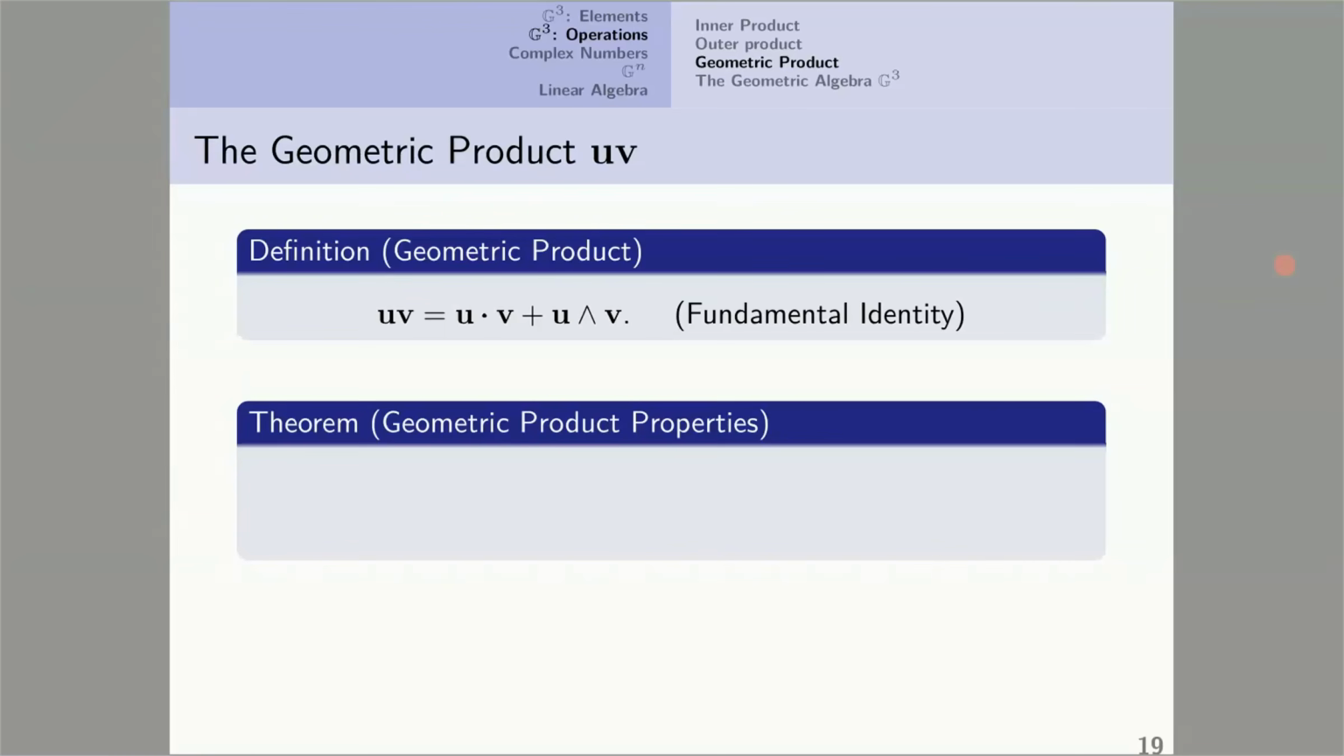Two properties. If U is parallel to V, then we know from earlier that the outer product of the vectors is 0, and so all we're left with is the inner product. And in this case, we also know that the inner product of the vectors is simply the product of their lengths. If U is perpendicular to V, then this inner product drops out, and we're left with the outer product. Since the outer product anti-commutes, in this case, so does the geometric product.